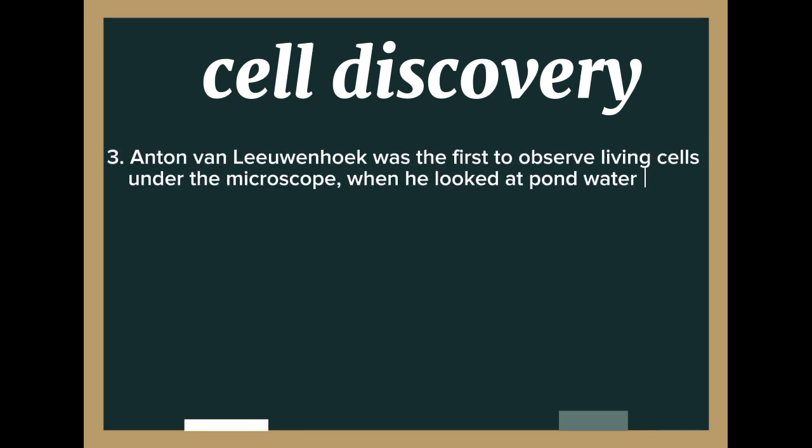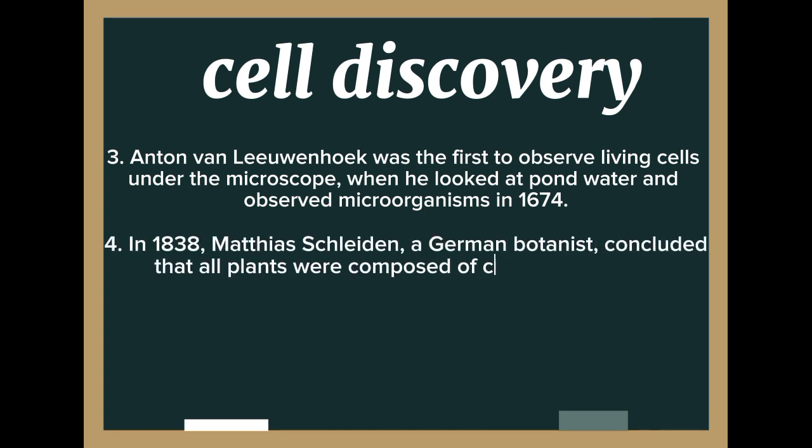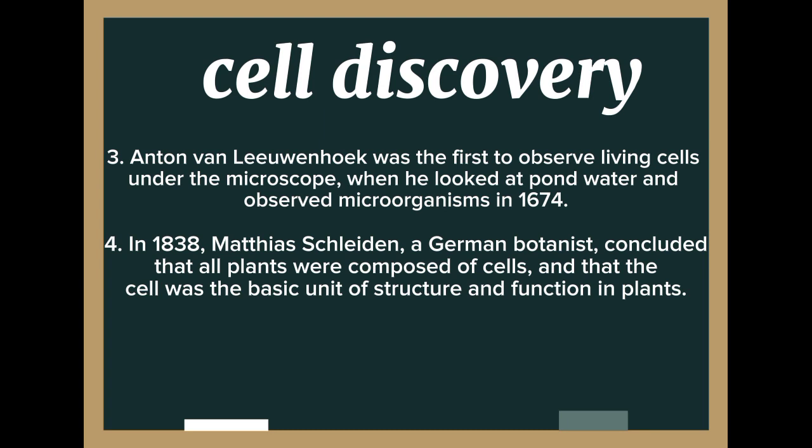3. Anton van Leeuwenhoek was the first to observe living cells under the microscope when he looked at pond water and observed microorganisms in 1674. 4. In 1838, Matthias Schleiden, a German botanist, concluded that all plants were composed of cells and that the cell was the basic unit of structure and function in plants.